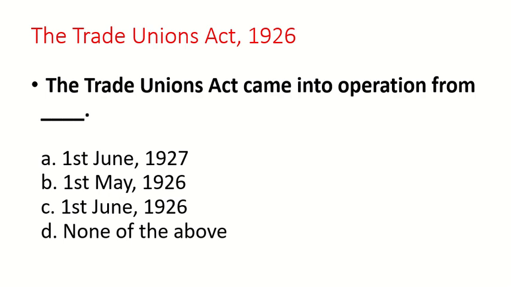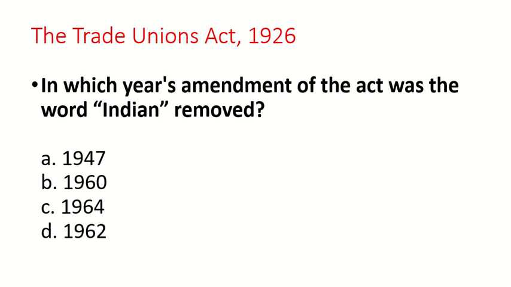First question, the Trade Unions Act came into operation from: options, 1st June 1927, 1st May 1926, 1st June 1926, none of the above. Correct answer is 1st June 1927. Next question, in which year's amendment of the Act was the word Indian removed? Options: 1947, 1960, 1964, 1962.